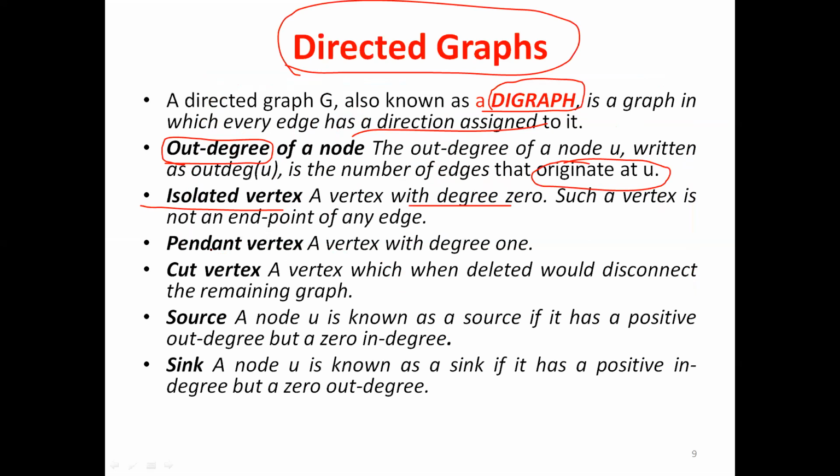And what is a pendant? Nothing but a vertex with only degree 1. Degree is 1, I call it a pendant vertex. Then cut vertex: if I delete a vertex in the graph, it creates a situation where the remaining graph is disconnected. If I delete a vertex in the middle of the graph and it makes the graph into two components, I call that vertex a cut vertex.